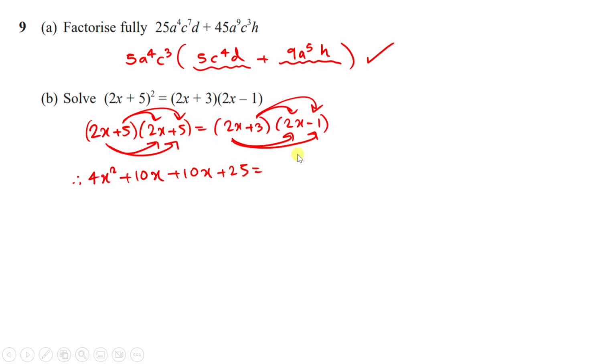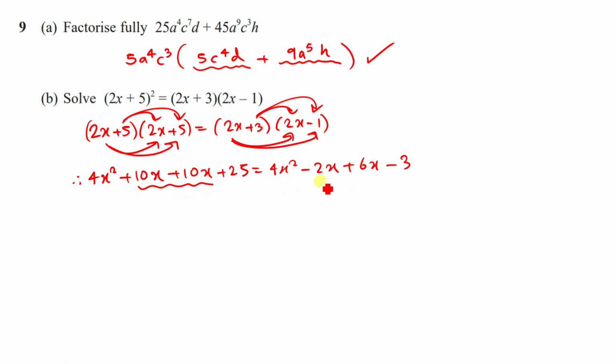If you repeat the right-hand side, you should get 4x squared. Next, 2x times minus 1 is minus 2x. 3 times 2x is 6x. And last one, 3 times minus 1 is minus 3. Cool. Now, as always, we're going to collect like terms here.